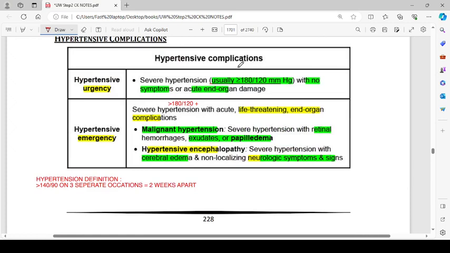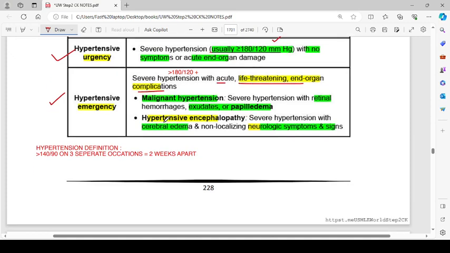Hypertensive complications. So the complication of hypertension can be hypertensive urgency and hypertensive emergency. Hypertensive urgency is severe hypertension, usually more than 180 by 120 millimeters of mercury with no symptoms or acute end organ damage. Hypertensive emergency means severe hypertension with acute life-threatening end organ complications. Malignant hypertension, it is basically an old term, but it is still used in literature. It is blood pressure more than 180 by 120.